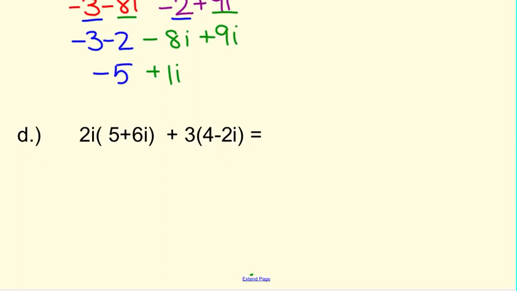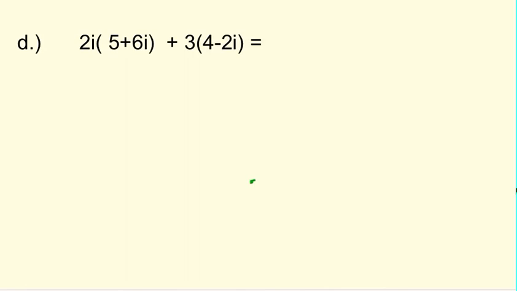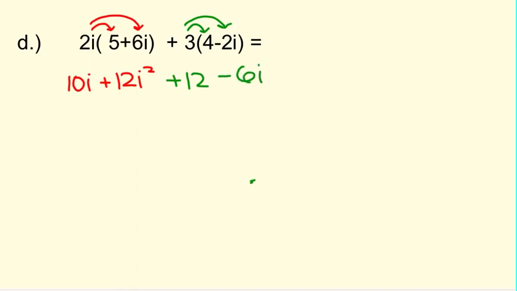Last example. There are multipliers in front of these complex numbers. So before I combine them together, think of this as like the distributive property. 2i times 5 is 10i. 2i times 6i is 12i squared. Distribute. 3 times 4 is 12. 3 times -2i is -6i. So you're distributing that 2i and 3 through the parentheses.